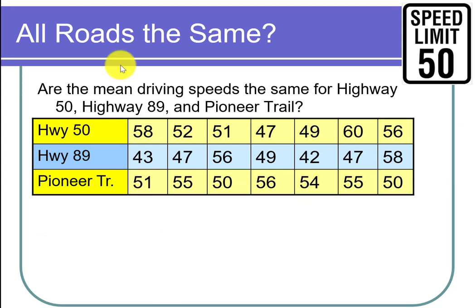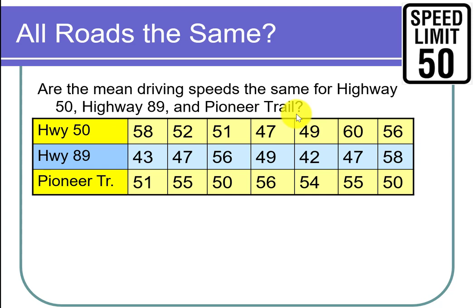So let's take a look at an example. The example is the following: are the mean driving speeds the same for Highway 50, Highway 89, and Pioneer Trail?